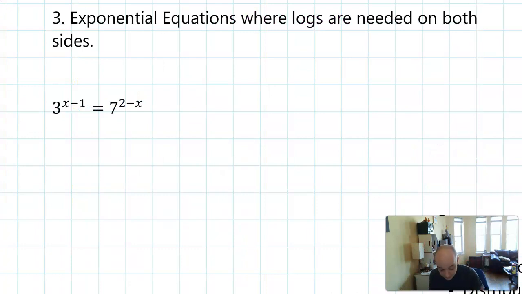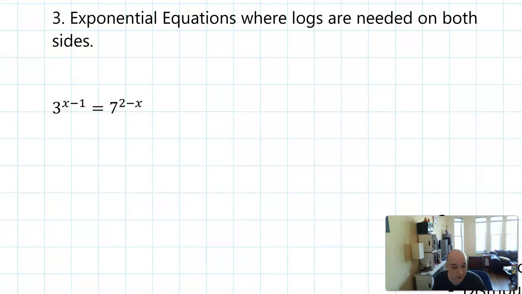Now I want to look at a type of equation that is similar to the last one, but has an additional complexity. And this is the kind of equation that I really think you should be able to solve. Please pay attention carefully to these steps because it's going to be really hard to figure it out if you're not being careful at seeing what the steps are. So we have 3 to the x minus 1 equals 7 to the 2 minus x.